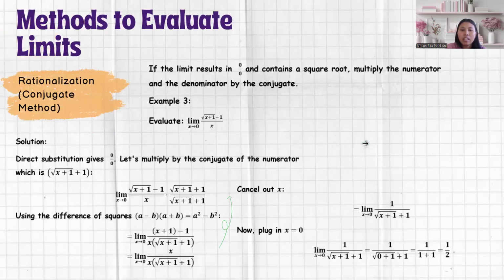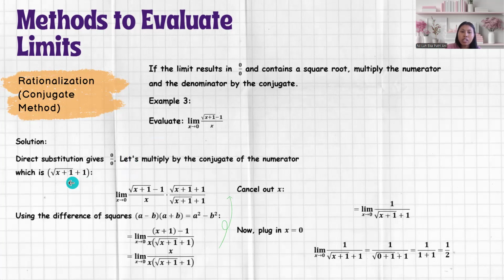So then the last method is rationalization. Okay, if the limit results in 0 over 0 and contains a square root, multiply the numerator and the denominator by the conjugate. For example, evaluate the limit of the square root of x plus 1 minus 1 over x as x approaches 0.